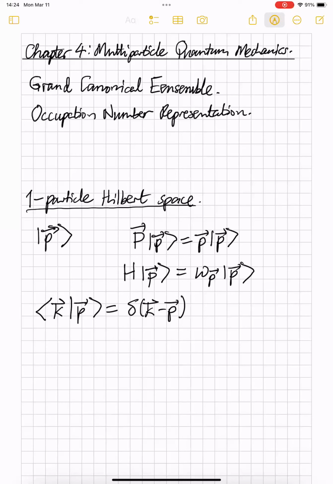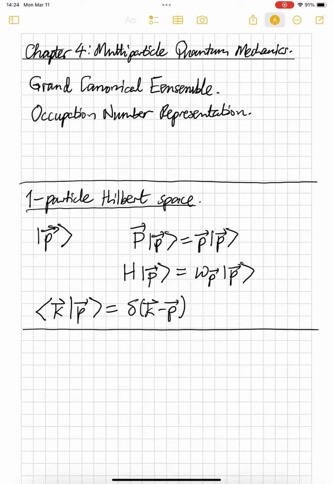Okay, so now let's try to generalize this. I hope this is all stuff that you're very familiar with. Let's try to generalize it in two directions. The first direction we could generalize is, instead of starting with a one particle Hilbert space, we can actually consider no particles.